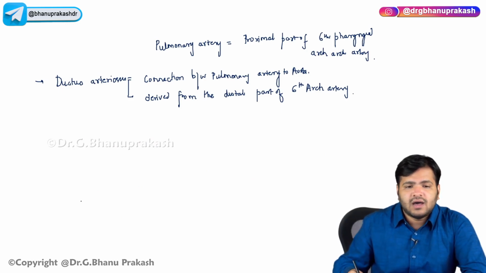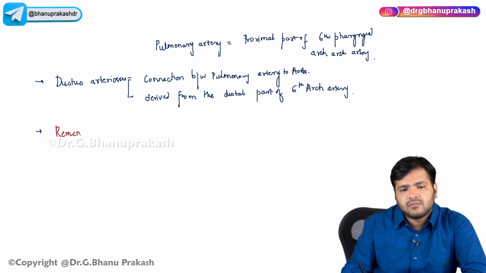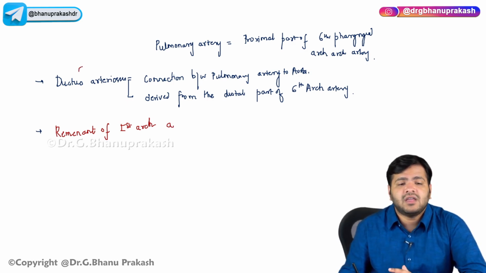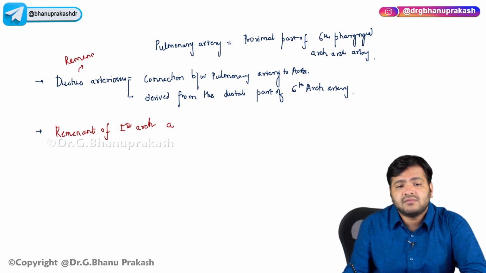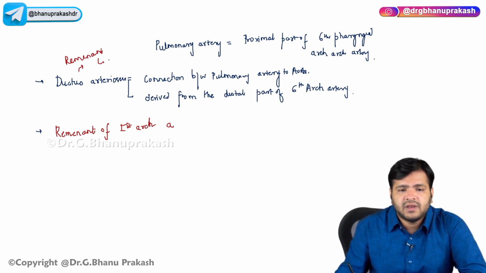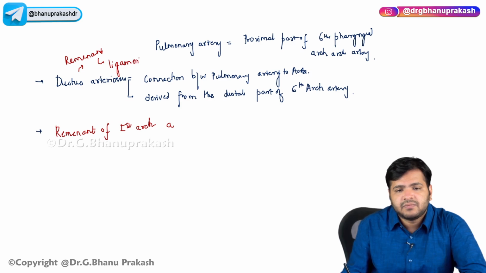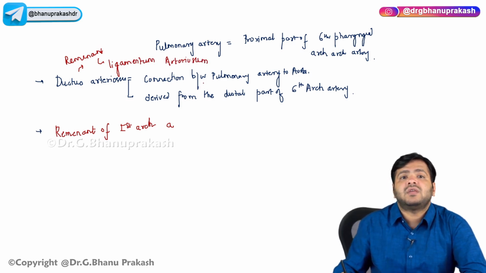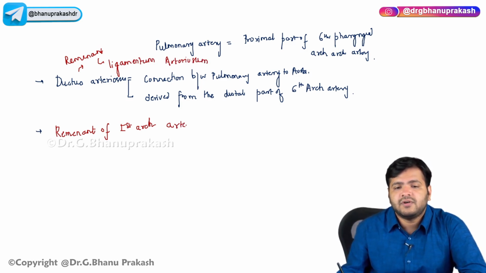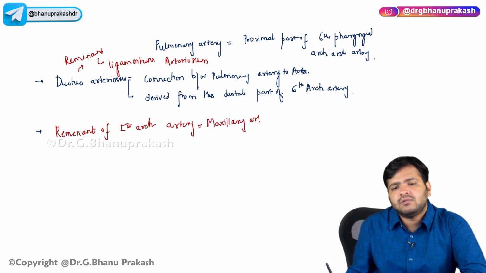Now, what about the other arch arteries? So remember, the remnant of the ductus arteriosus, what is it? It is the ligamentum arteriosum. Coming on to the remnant of the first arch artery, it is the maxillary artery.